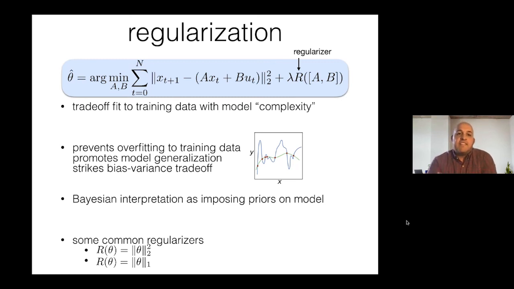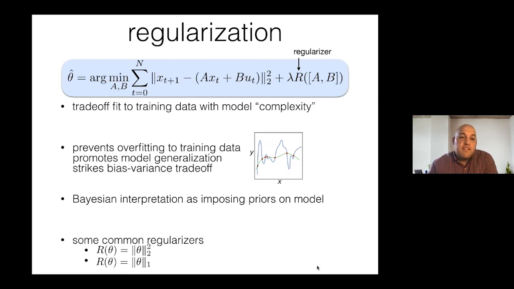And you can think of this as a way to trade off how well the model fits the training data with how complex the model is. So the regularizer is like a penalty on the complexity of the model. And what this does is prevent your model from overfitting to your training data, so that it promotes the generalization properties of your model.